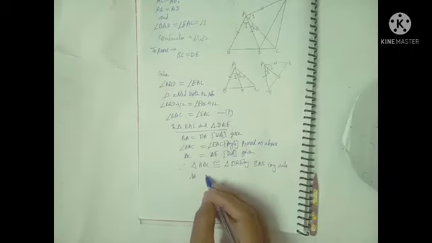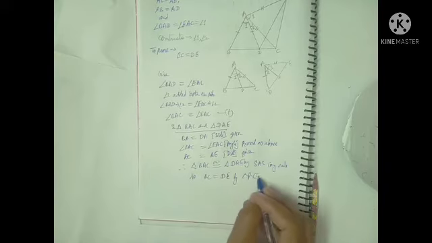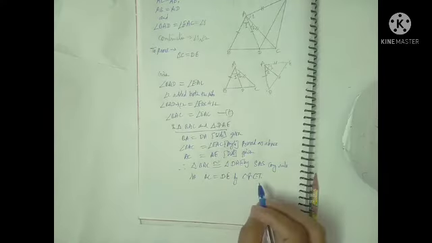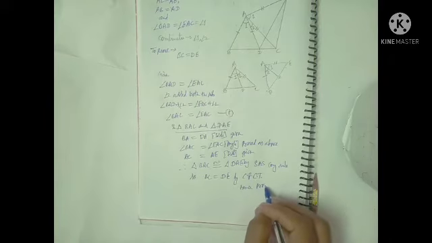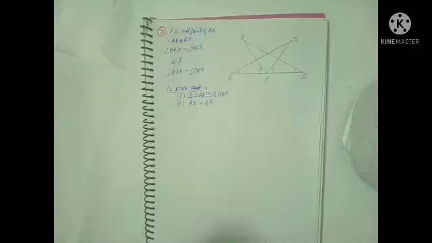So BC is equal to DE by CPCT, corresponding parts of congruent triangles. Hence proved. We have done easily. Question number 7.